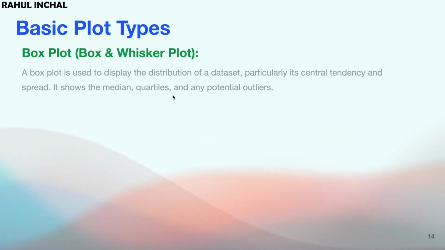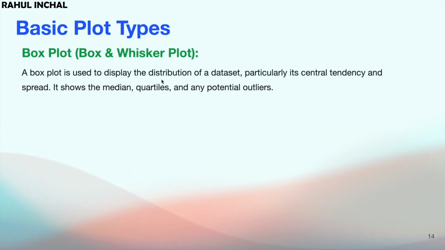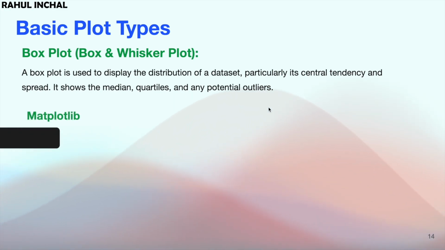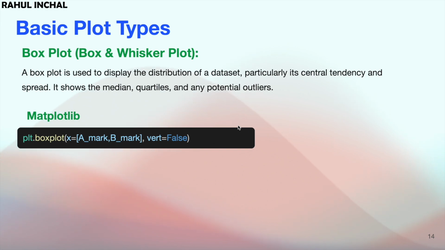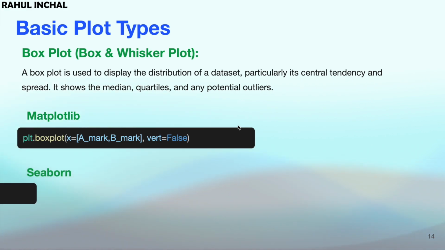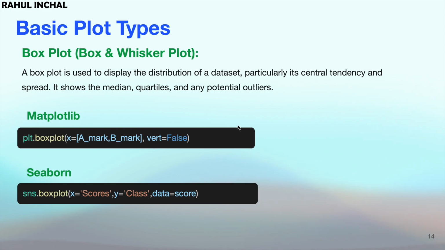Box plot or violin plot. Now box plot is used to display the distribution of a data set, particularly its central tendency and spread. It shows the median, quartiles and any potential outliers. Box plot, you are definitely going to use it in most of the cases to visualize how many outliers are there, to visualize how spread the data is, right? So you have both the choices, either from matplotlib or Seaborn.